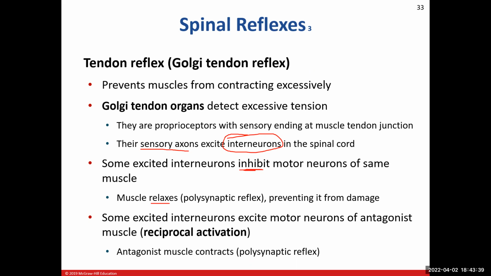At the same time, we want to enlist the help of our antagonistic muscle group. And so we're going to excite the motor neurons to the antagonistic muscle group, so we can cause contraction of the antagonistic muscle group. So it will actually cause a lengthening of the agonist muscle group because it had contracted so much. So that process is called reciprocal activation. And this is also going to be a polysynaptic reflex. Why? Because of our interneuron involvement. I'll show you the picture.